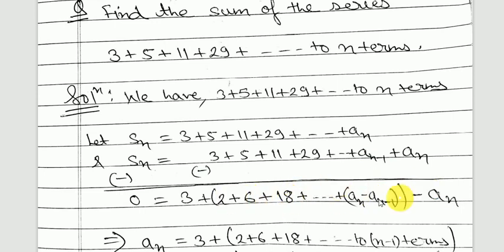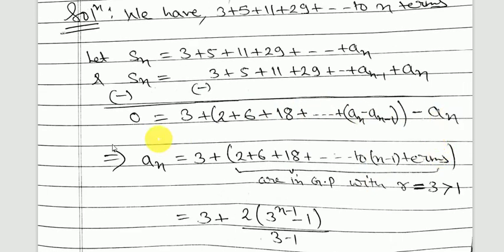Clear? Now in the next step, this minus an will come to the left, so you get an equal to 3 plus whatever you have in the bracket. Now if you observe, these terms are in GP: 2, 6, 18. So 6 divided by 2 is 3, 18 divided by 6 is 3, and so on. So here the common ratio is 3, that is greater than 1, and the first term is 2. So using the formula for the sum of a GP where r is greater than 1, whatever we have in this bracket, there are actually n minus 1 terms.